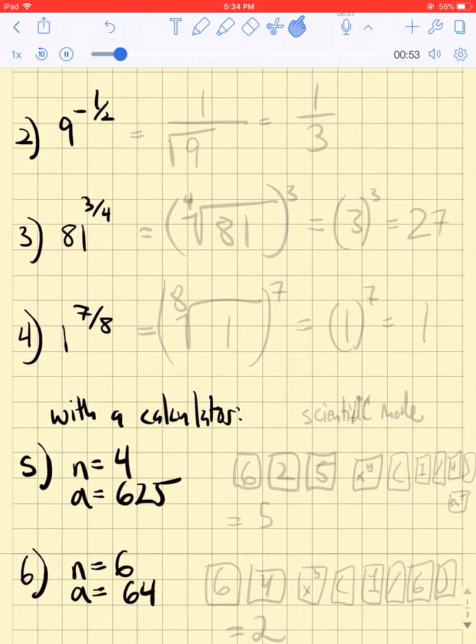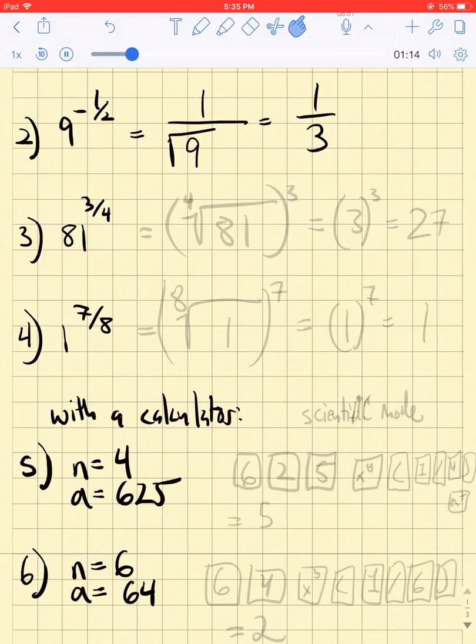Next problem, 9 to the negative 1/2. Well, this can be rewritten as 1 over the square root of 9. So we end up with 1 over 3. Okay?